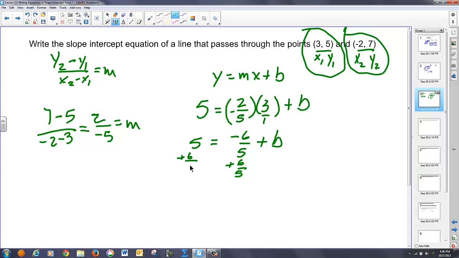I know 6/5 is 1 1/5, and if I add 1 1/5 to 5, I get 6 1/5 is equal to b. So I can say y is equal to negative 2/5 x plus 6 1/5, and I'll take that.